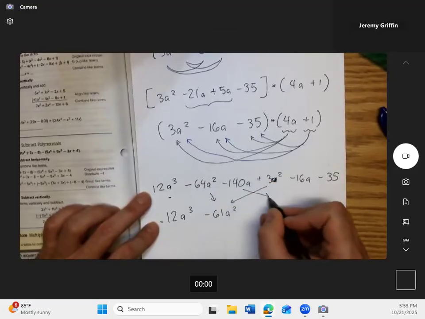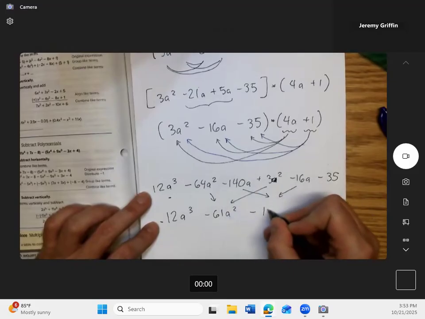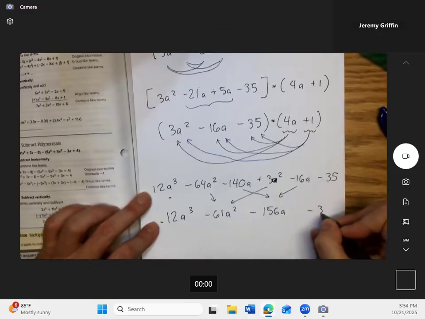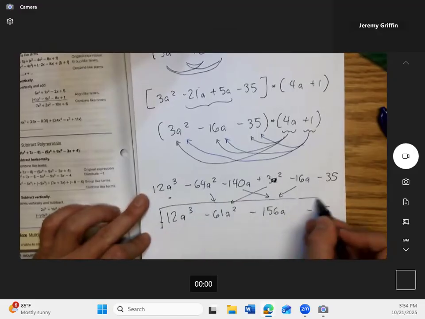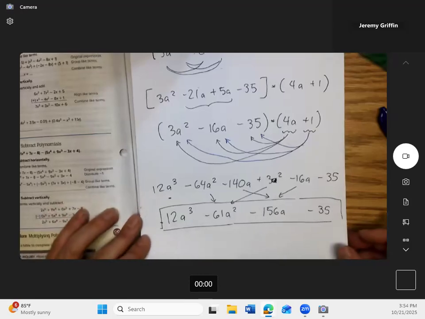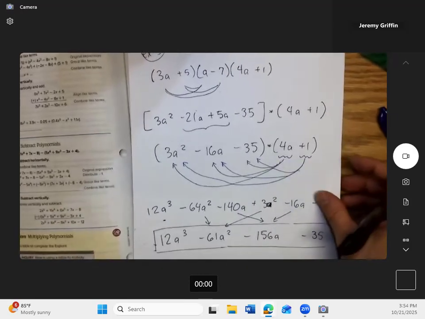Then these two are going to combine to make, what does this make? Negative 156a's. And then you still have this minus 35 out here. So I think that's as much as I can simplify this. So that's the standard form of a polynomial for the answer. Yeah, just like that. It's kind of like a super FOIL, right? It's like FOIL plus kind of thing.